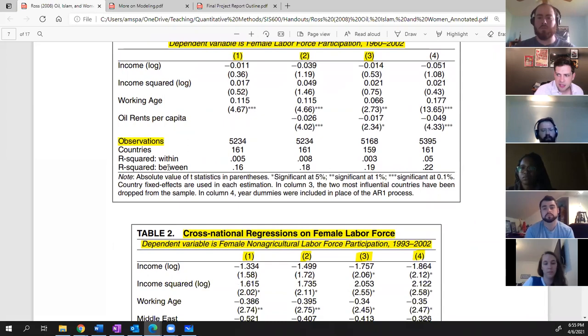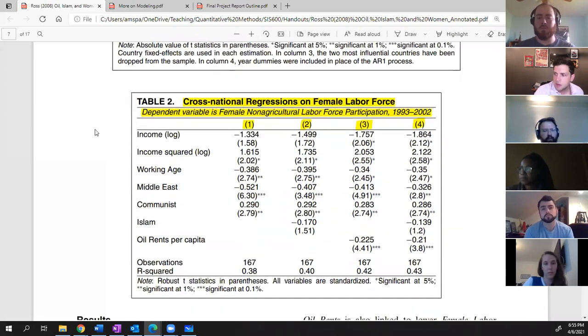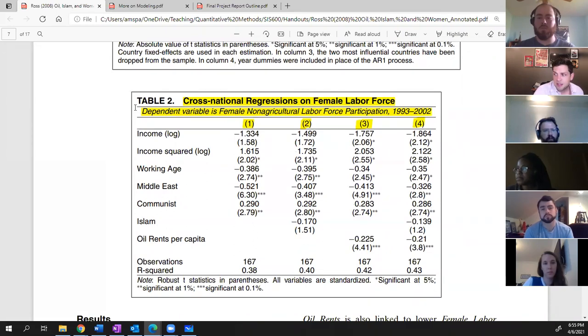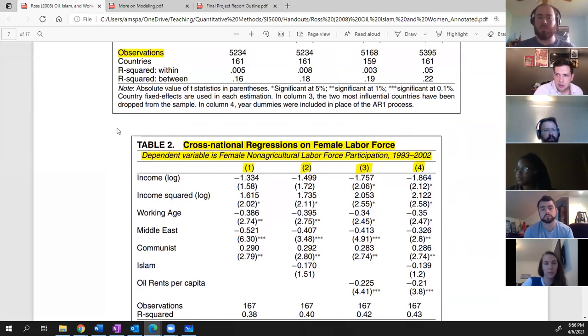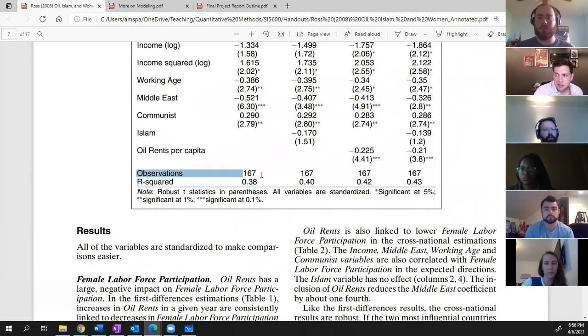We're not going to worry about the last one because it's a more complex method that we're not going to learn. Now, what happens in table 2? Notice how our number of observations goes from 5,000 something to just 100 and something. So what just happened?